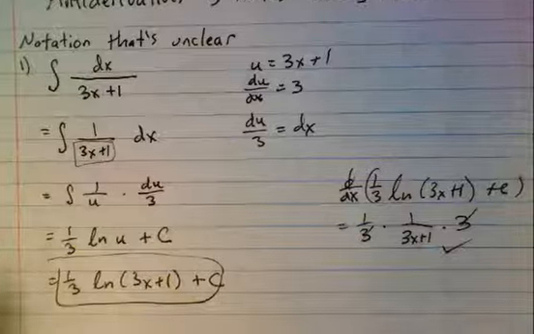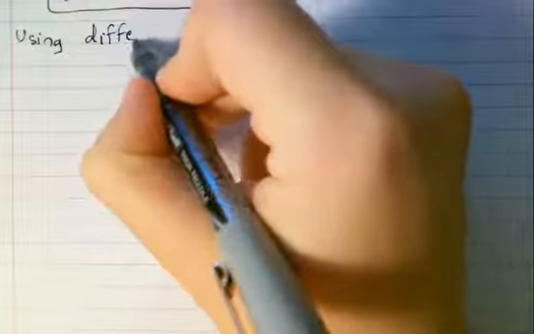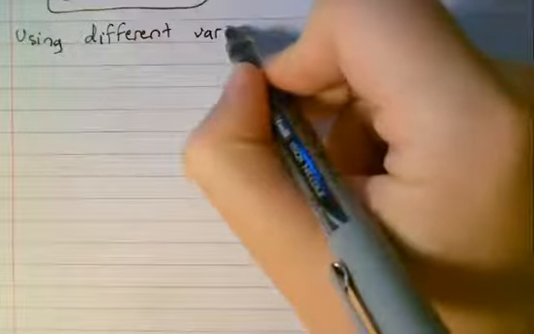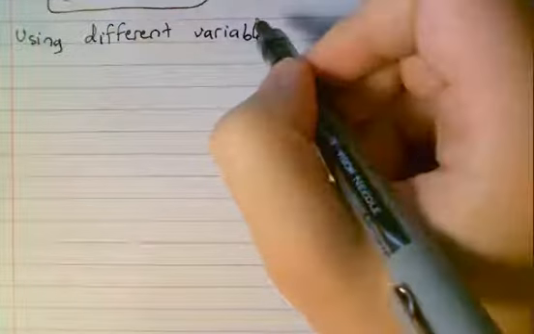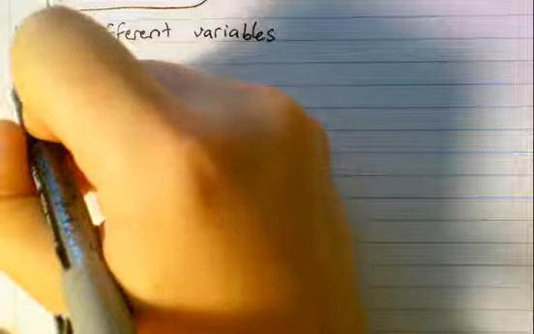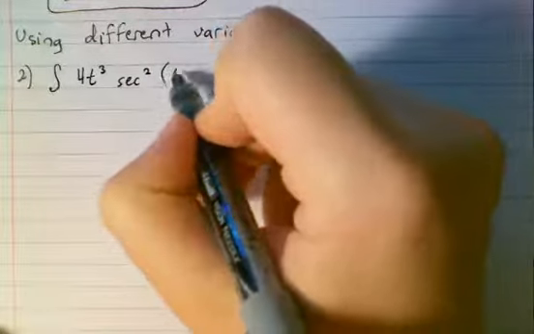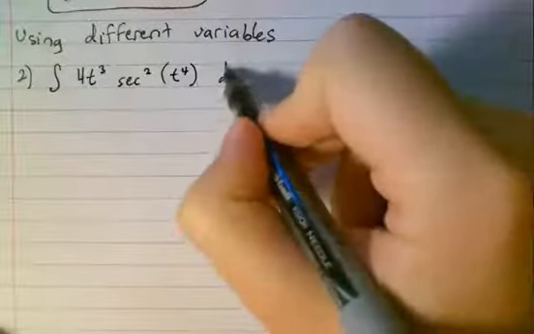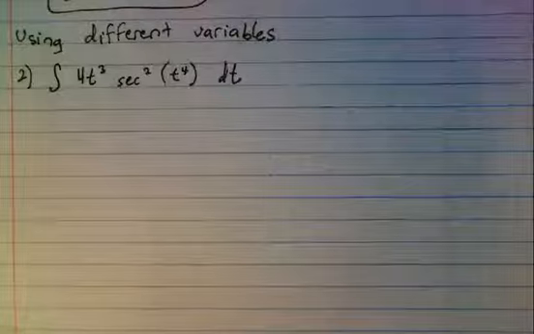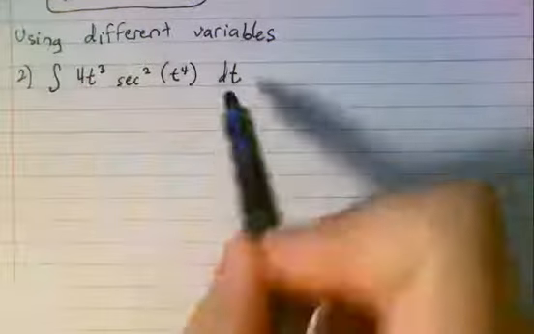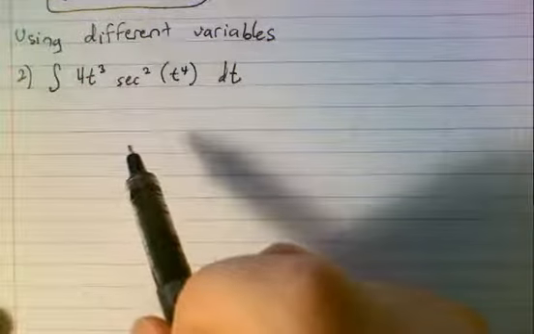Another way that these can be tricky is if they're using different variables. So for example, let's take the antiderivative of 4t cubed secant squared t to the 4th dt. Instead of our dx, we've just got that t there, which sometimes throws people off.